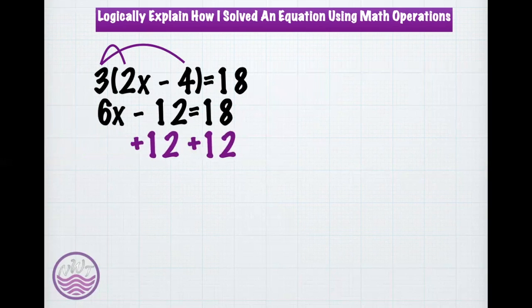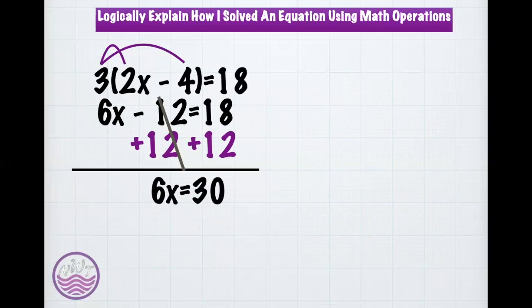I'm going to add 12 to both sides, and I'll be left with 6x equals 30. I'm going to divide each side by 6, and x equals 5.